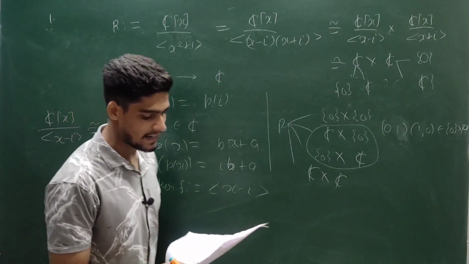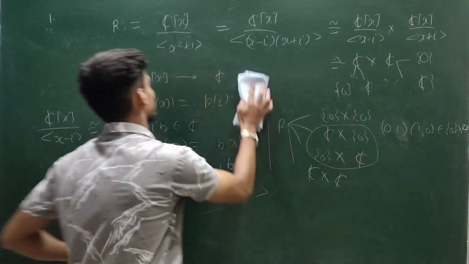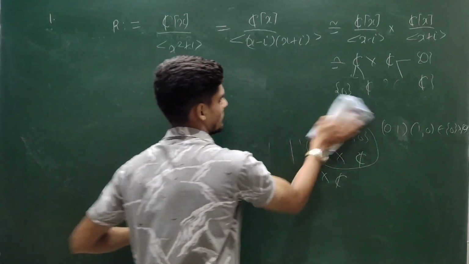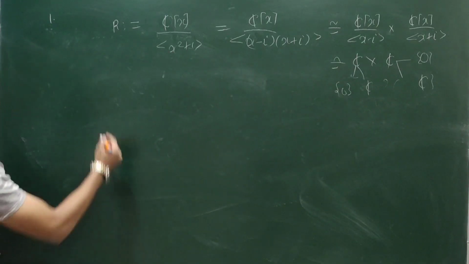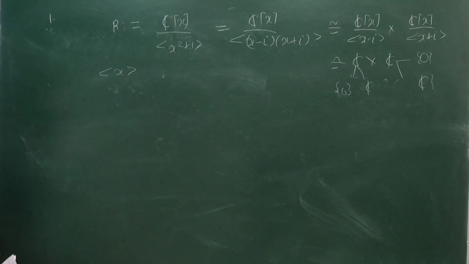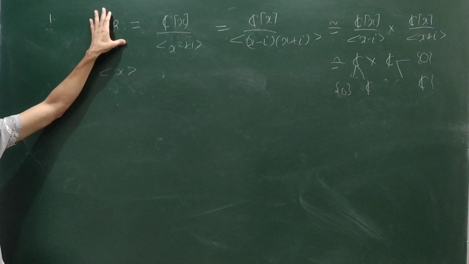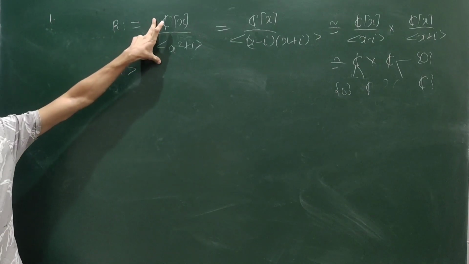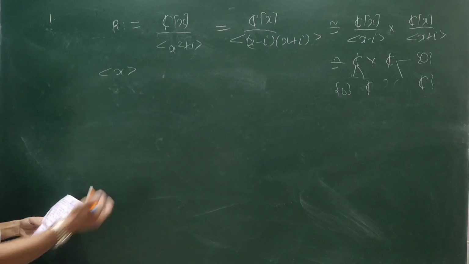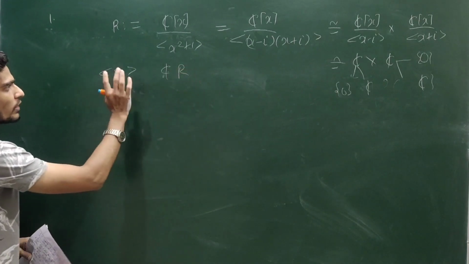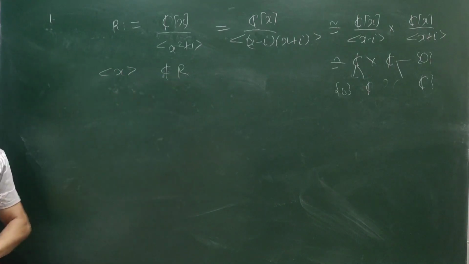Option D, the ideal generated by X is a maximal ideal of R. CSIR people always make some mistake. They are saying the ideal generated by X is a maximal ideal. If you are generating an ideal, first that element should be a member of this R. Can X be a member of this ring? This is a quotient ring. This X is not in the form of a quotient. So this is not even a member of R. So you cannot say the ideal generated by this X will be an ideal of R. So this is a false option.